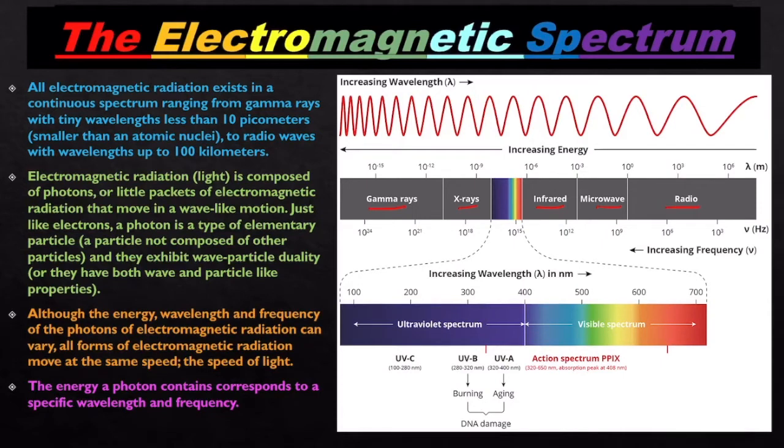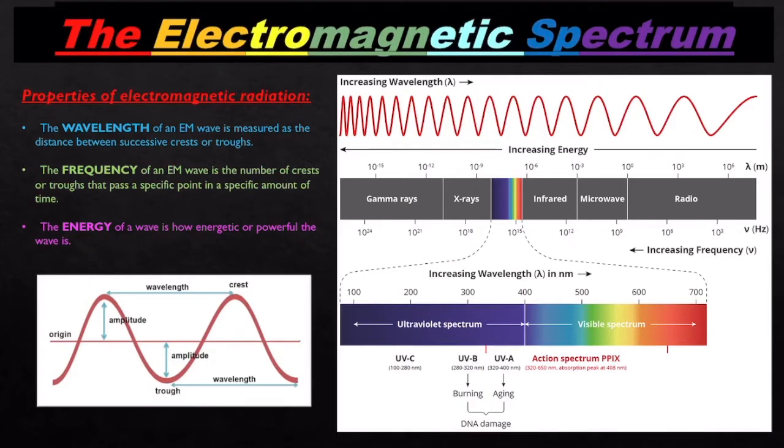So the speed that all of the photons of all of these different types of electromagnetic radiation move at is going to be the same, which is going to be the speed of light. All right, so they all move at the same speed, but the only difference between these is really the amount of energy they contain.